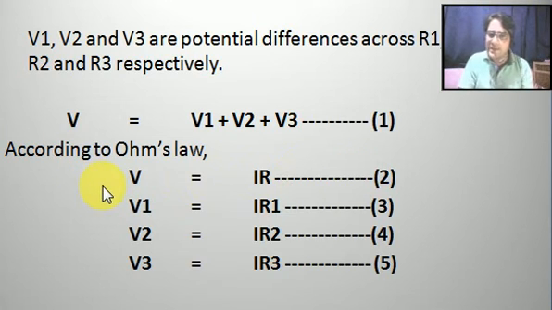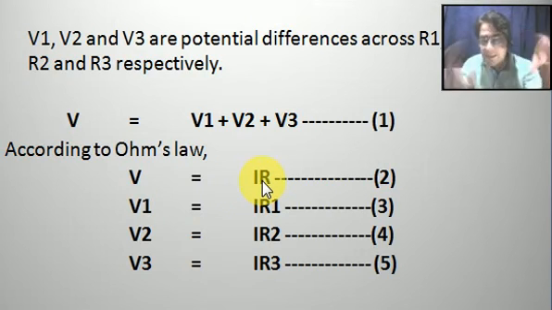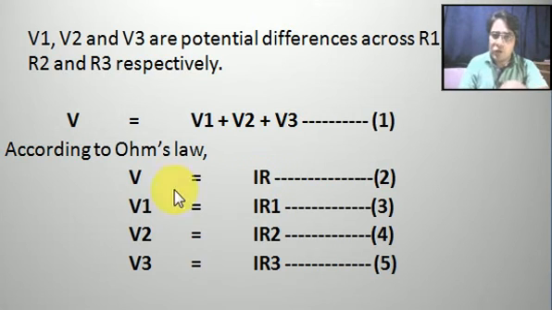ओम्स लॉ अप्लाई करेंगे, पूरा जो हमारे पास सर्किट है वहां पे जो पोटेंशियल डिफरेंस है दैट इज V, और जो वहां पे इलेक्ट्रिक करंट है दैट इज I, और जो टोटल सर्किट की रेजिस्टेंस होगी, पूरे सर्किट की, जिसे हम रिजल्टेंट रेजिस्टेंस बोलते हैं, वो होगी R। तो पूरे सर्किट पे ओम्स लॉ अप्लाई करके निकलेगा V is equal to I into R.